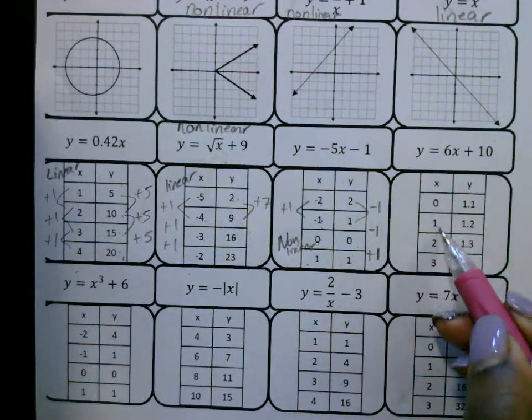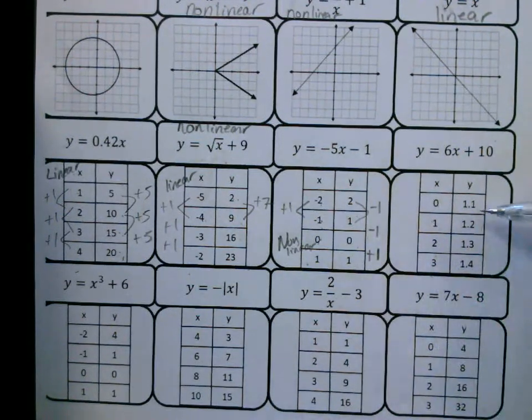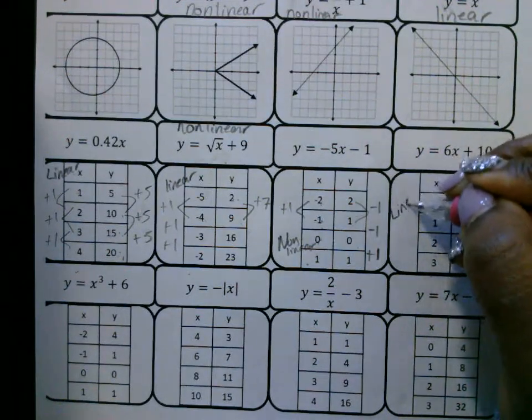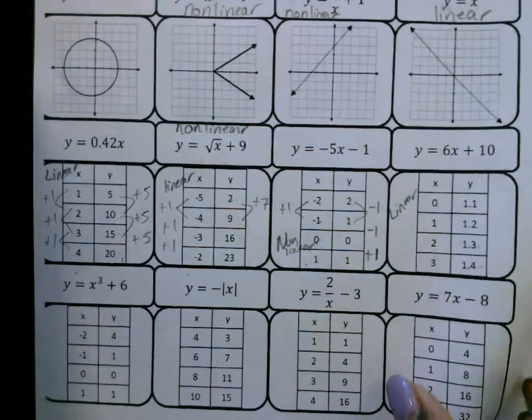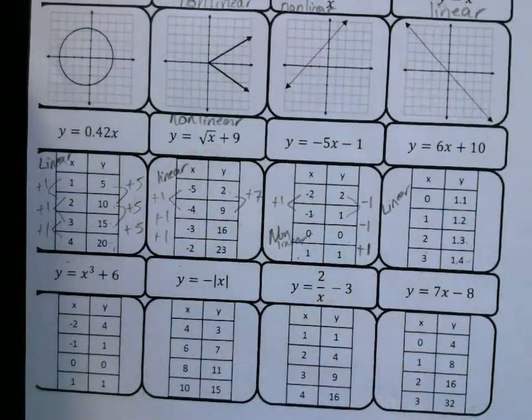This one goes up by 1, up by 1, up by 1. This is going up by 0.1, up by 0.1, up by 0.1. This is linear. Okay. All right. Let's finish those up. When you finish, raise it up in the air so I can collect it.